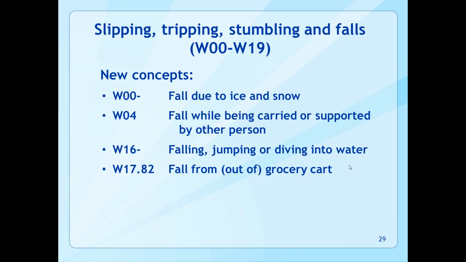I said this a little bit earlier, but there are now specific codes for falls resulting from walking on snow and ice. So if that's the scenario involved, that somebody slipped and fell while walking on snow or ice, the code range that you should use is W00. There's now a new code, W04, for falls that occur while being carried or supported by another person. So, for those events like when a parent is holding a child in their arms and the child falls out of their arms onto the floor or something like that, the code you would use is W04.